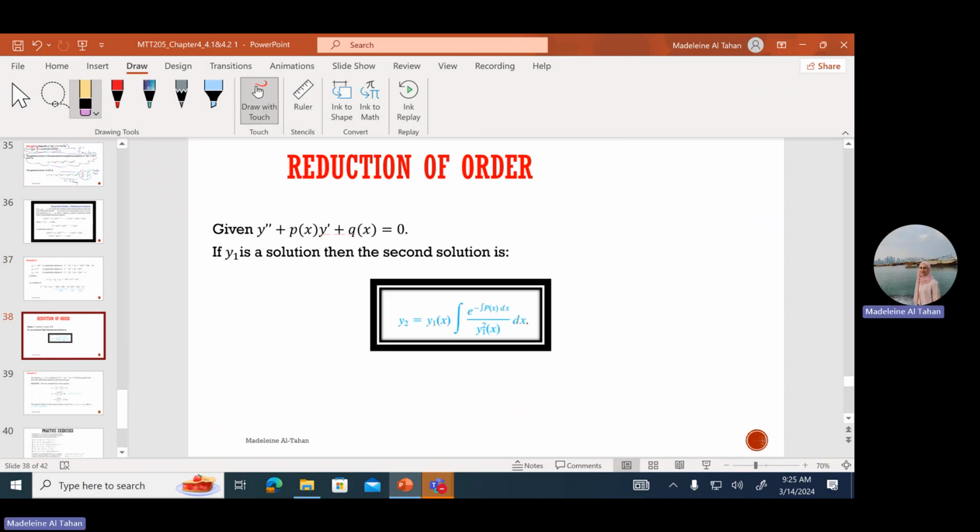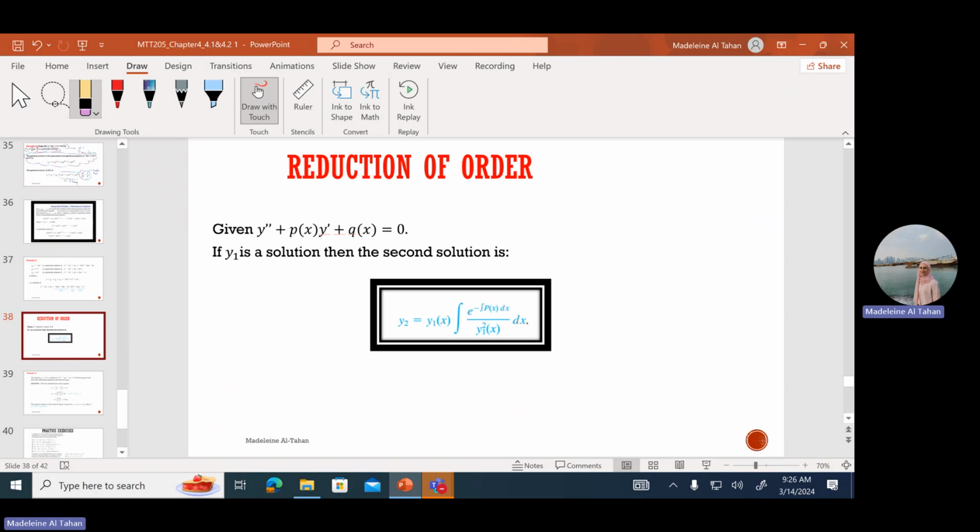Now we'll start solving, but we'll not start solving from scratch. We are given a second order linear differential equation written in standard form. Again, what do you mean by standard form? Before the y double prime, what do we have? 1. Okay? We are given one of the solutions. Now you will tell me, why should they give us one solution only and not the second solution?